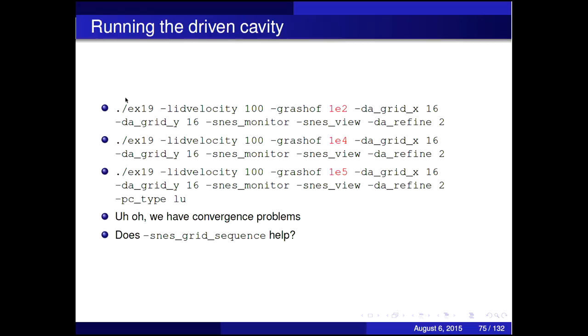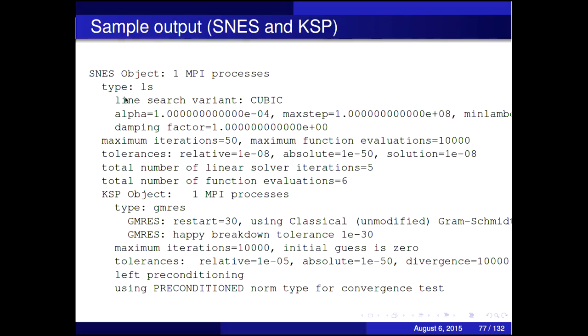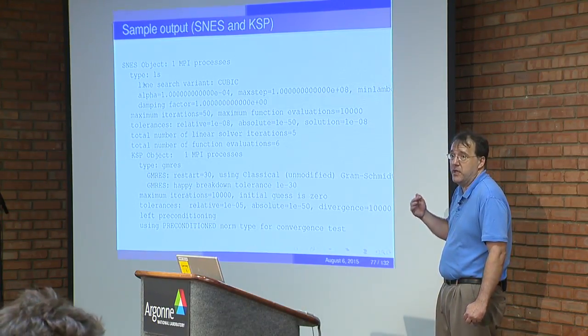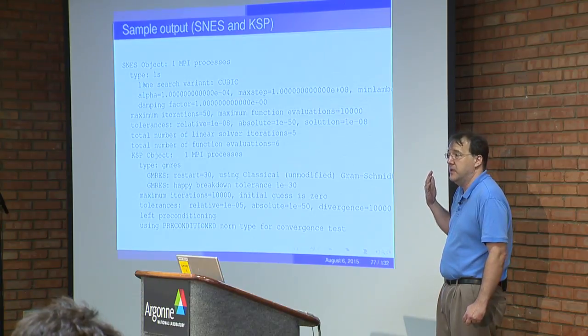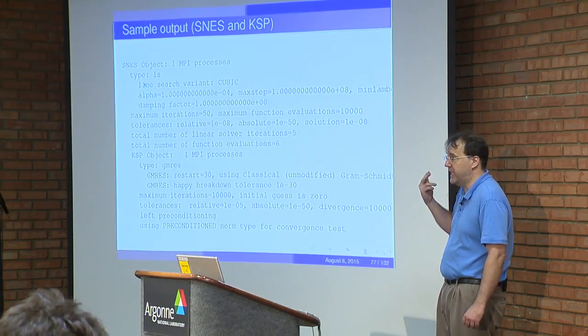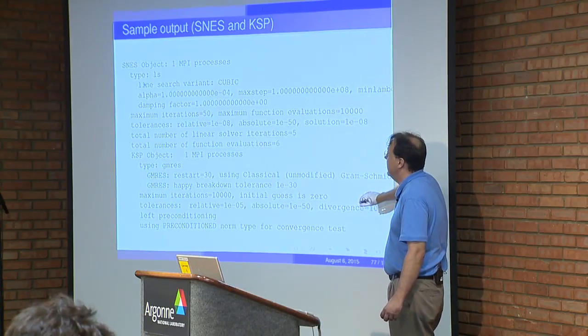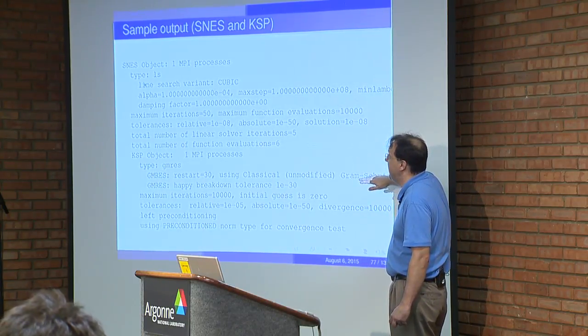There's a variety of other choices here. Here's what you get when you do a SNES view. People often ask us, well, what is the solver actually doing? What algorithm is it using? You can always answer that question by running with the appropriate command line option of SNES view or KSP view. And what it does is it prints out in detail exactly what algorithm is being used at that time.